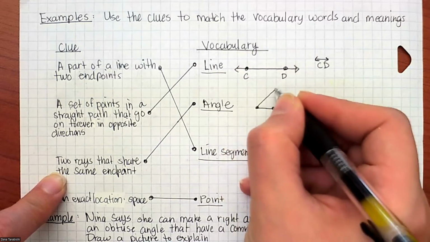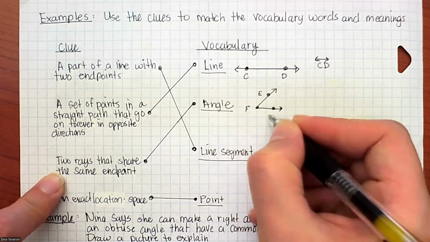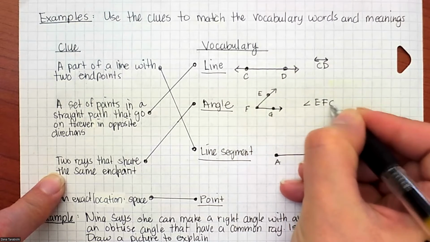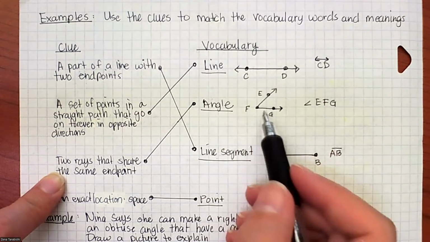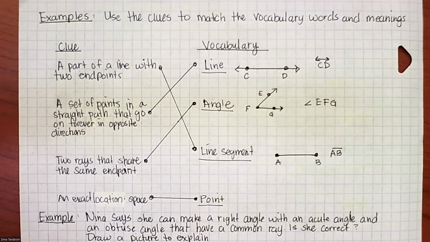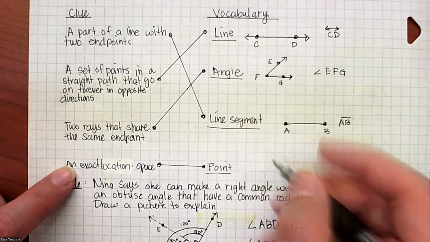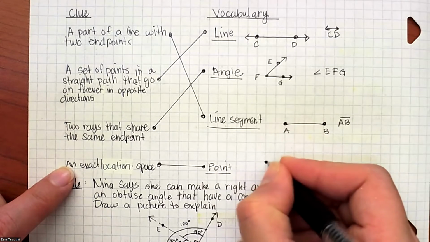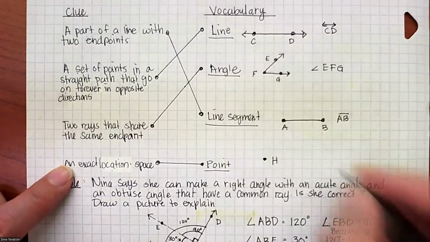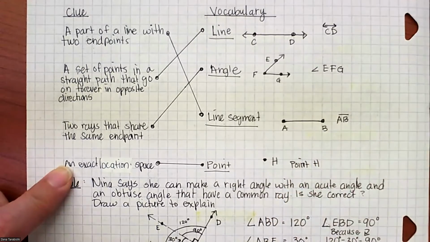So we'll label our angle EFG. Now we also know that this right here is an acute angle because it's open less than a square corner. It's less than 90 degrees. And an exact location in space is a point. We can say over here, this is point H. And we just label that point H.